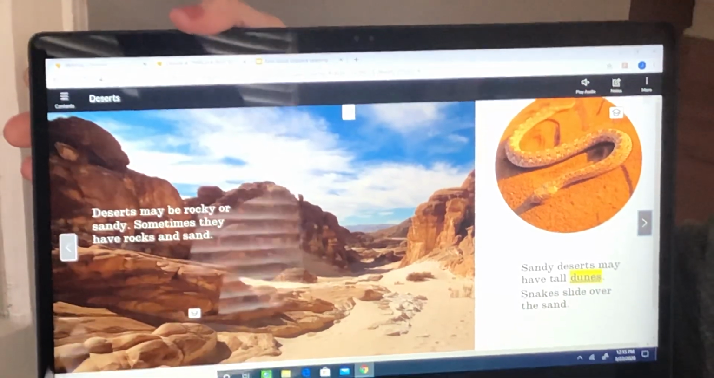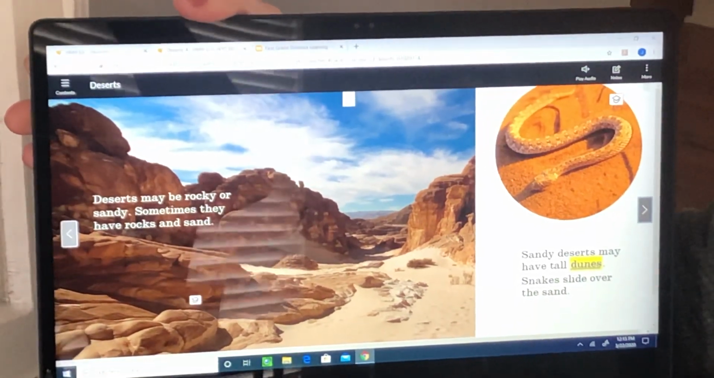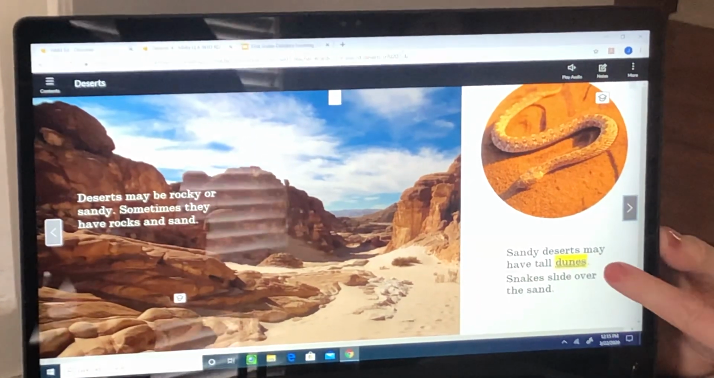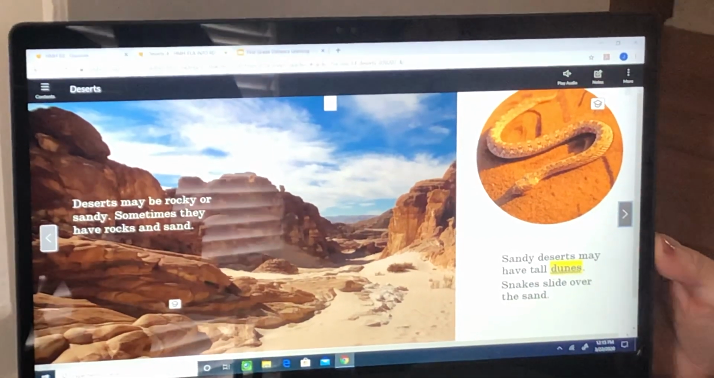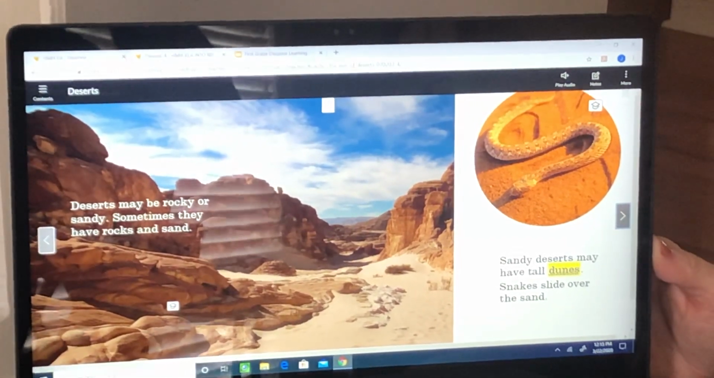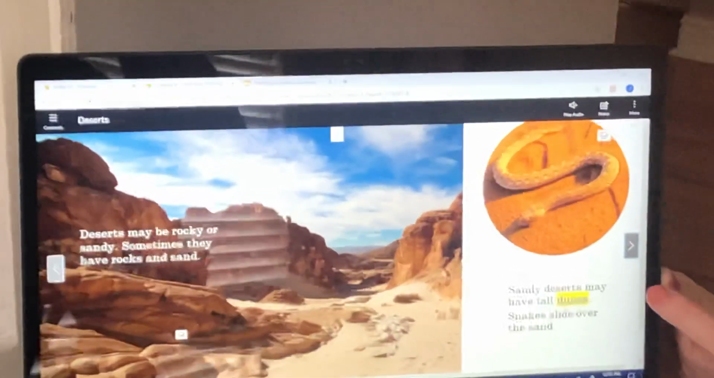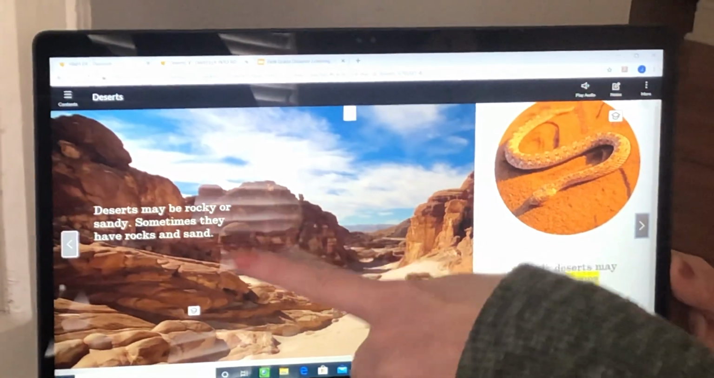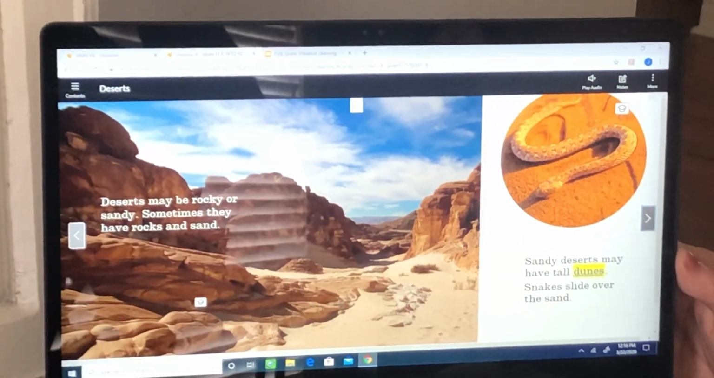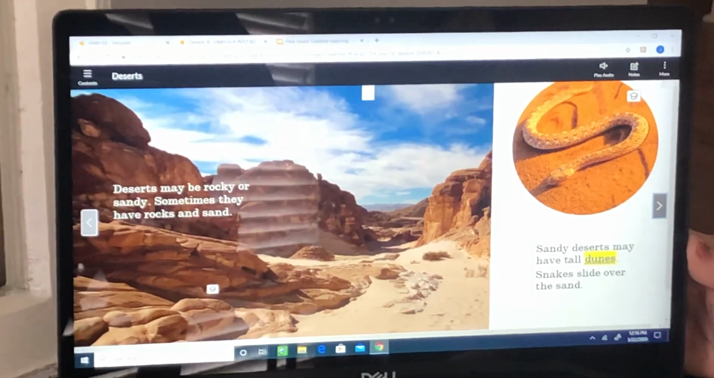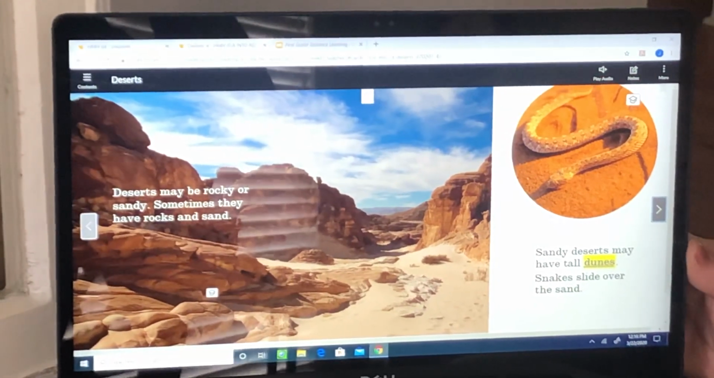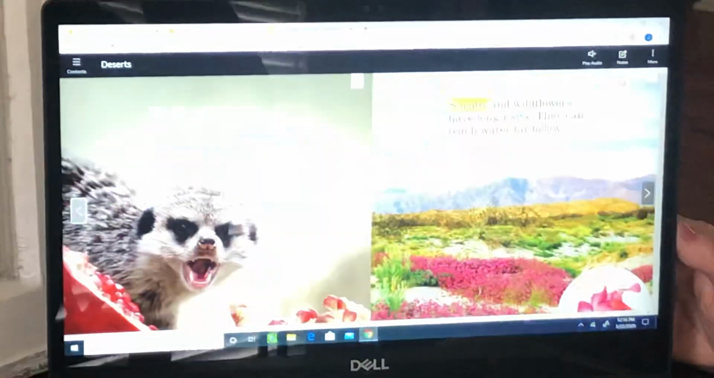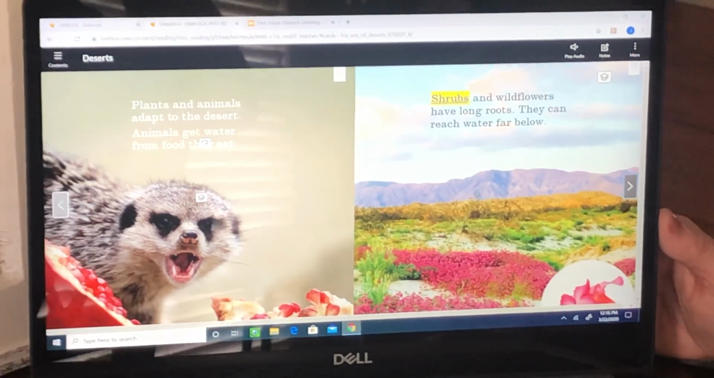All right. Deserts may be rocky or sandy. Sometimes they have rocks and sand. Sandy deserts may have tall, and notice this word in yellow, dunes. Snakes slide over the sand. So they could have replaced the word dunes with tall hills of sand. And if we look over here on this page, deserts may be rocky or sandy. Sometimes they have rocks and sand. How could we describe a desert? They describe it as rocky and sandy. Okay. Ooh, that guy does not look happy.